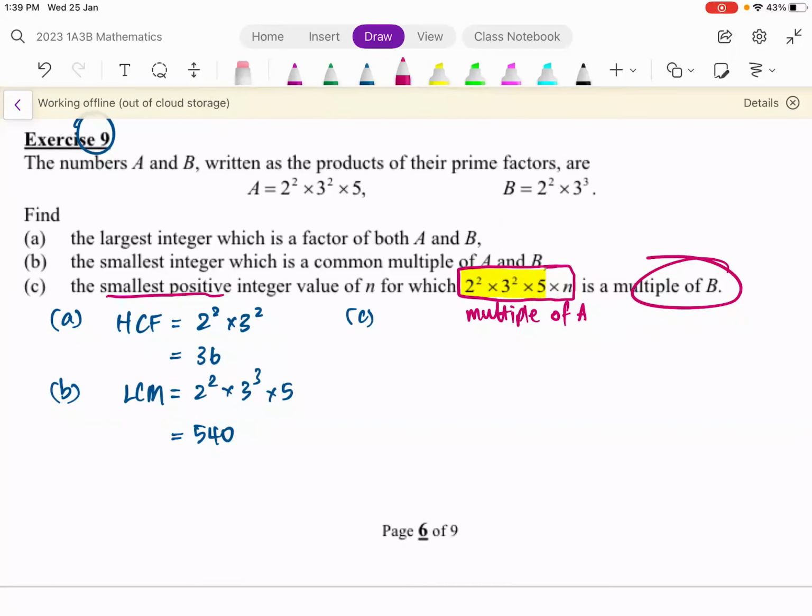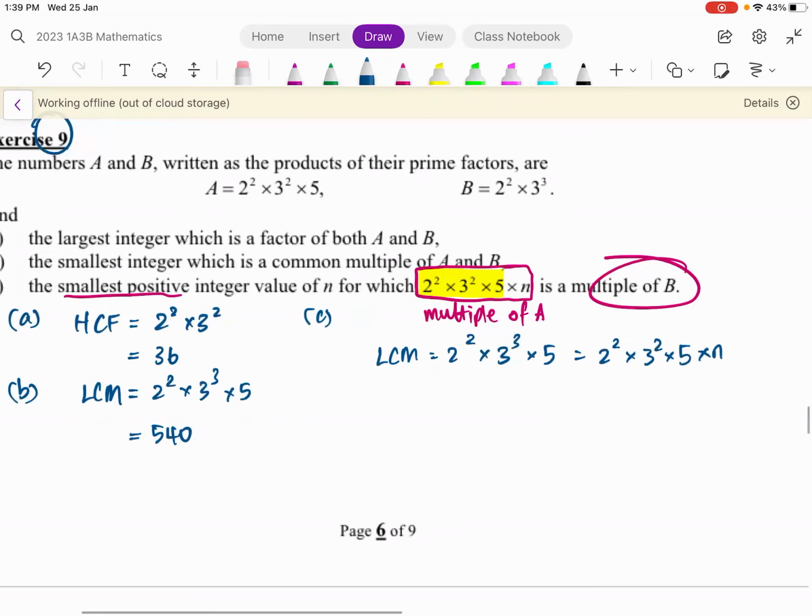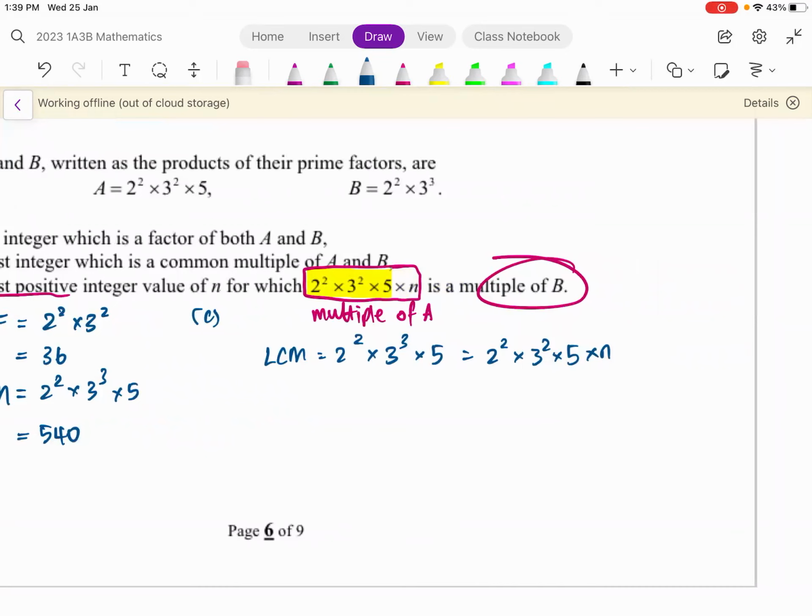So our LCM of 2 square, 3 cube, and 5. This is the same as 2 square times 3 square times 5 times n. These two are the same thing. Now I'm just going to compare.